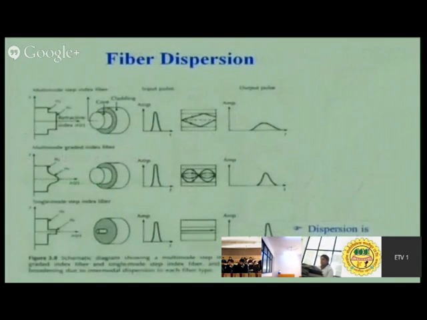Similarly, the fiber dispersion. The fiber has been developed as a multi-mode step index fiber, then the multi-mode gradient index fiber, then the single mode step index fiber. In all these categories, the dispersion reduces. In multi-mode fiber, there is a large dispersion, large broadening. With the gradient index fiber, small broadening. In the single mode fiber, the dispersion is minimum. So for high data rate, we use the single mode fiber.